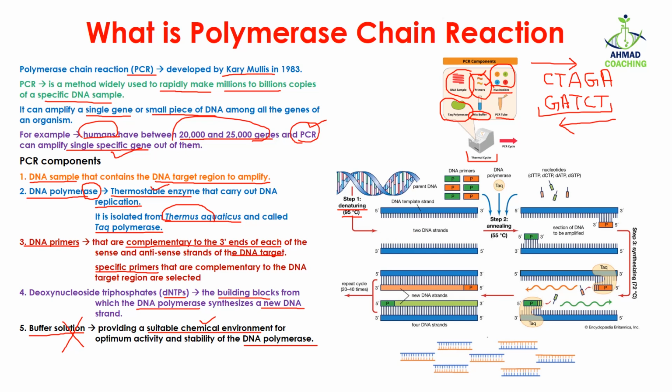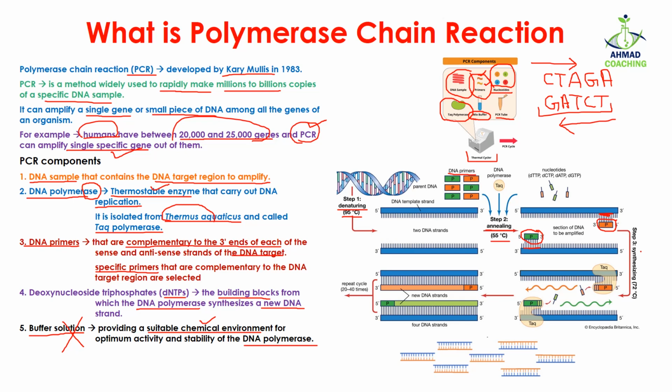So both strands are separated from each other. Then the second step will come, which is known as the annealing step. The annealing step will take place at 55 degrees Celsius. In this step, the primers, which are DNA primers, are going to bind with each strand. The forward primer here and the reverse primer here are going to bind with the complementary sequence of the DNA, like I told you here. Okay, so this is the step of annealing. Annealing means that the primers are going to bind with the DNA strand.